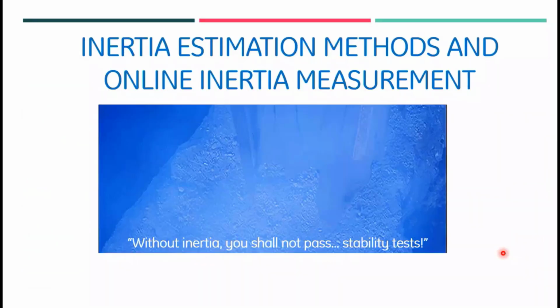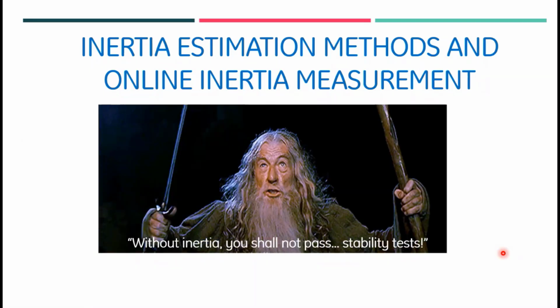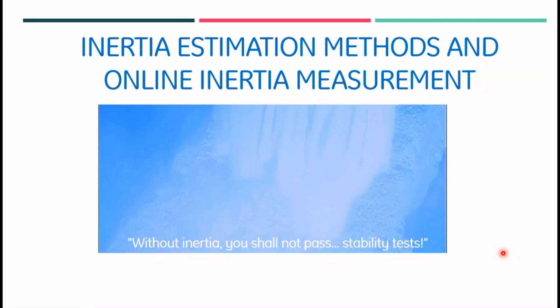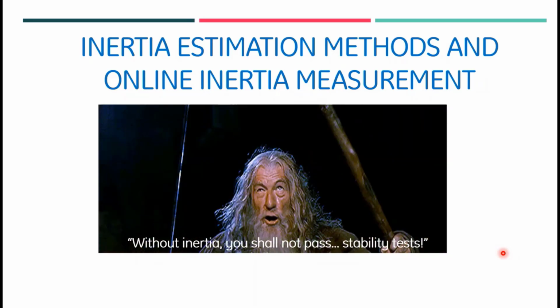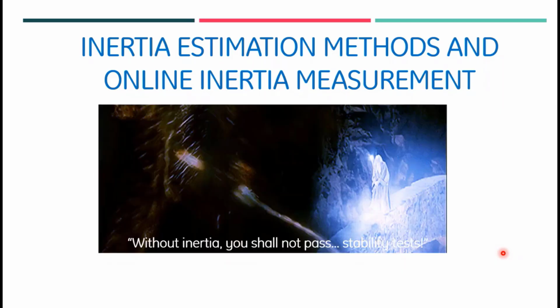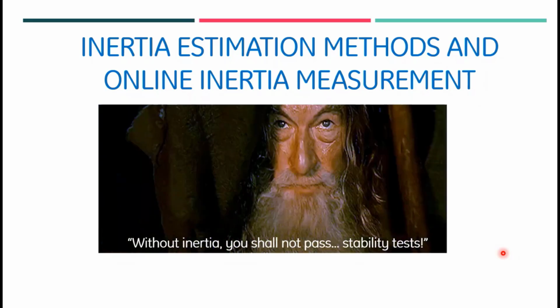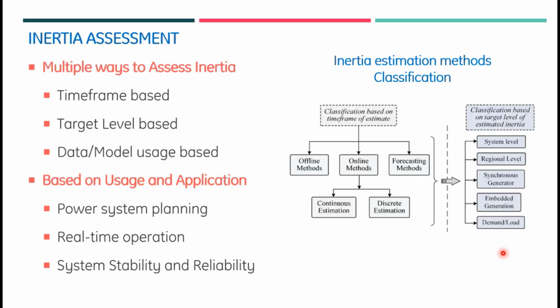So now we will discuss the estimation methods. Quickly we will go through that, and the online inertia measurement. First we will have online inertia, then we will have some offline inertia methods also. You can classify assessment of inertia into two broad categories. It can be in terms of usage, or in terms of target level, or time frame, data model, these kinds of areas also.